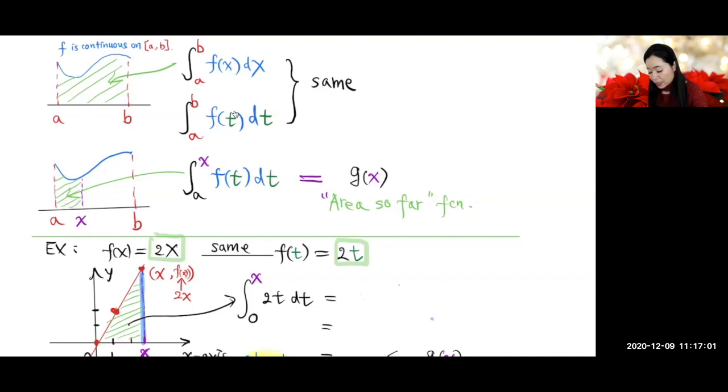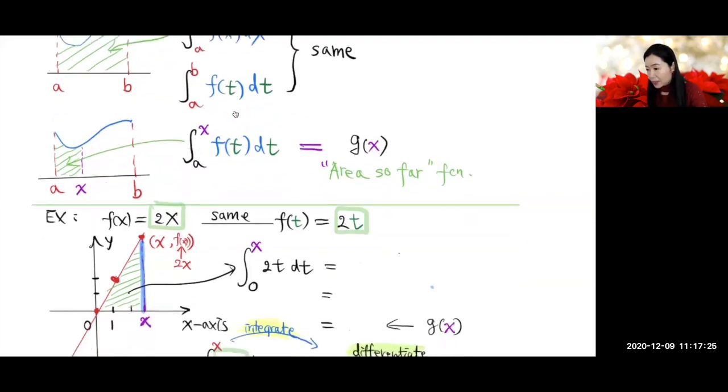So this is a function. It's the area function, the area so far function. It is a function of x. The area here changes as this x changes. So we call this function g of x.